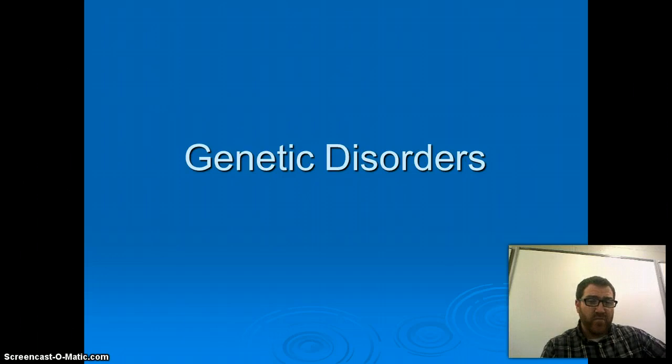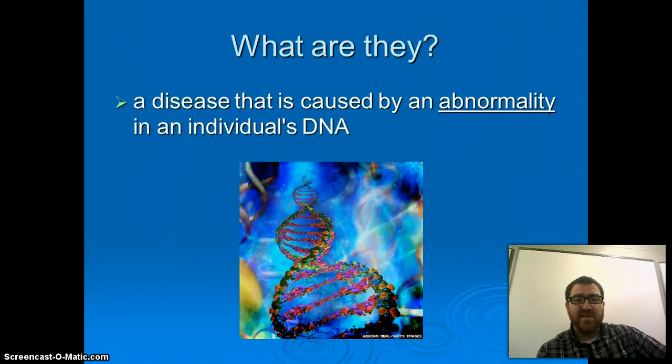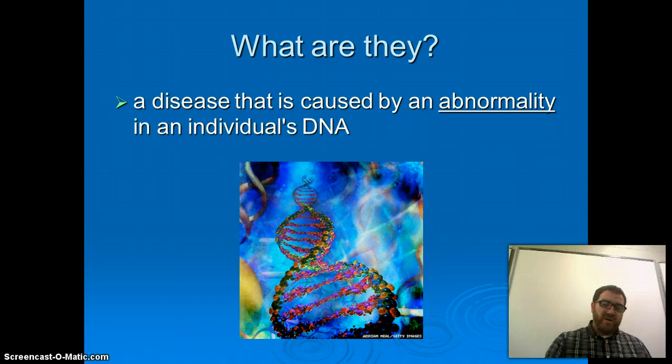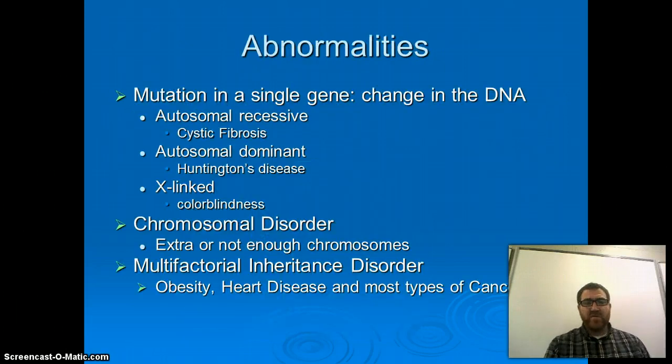For those of you that haven't read in your book yet, these disorders are diseases that are generally caused by an abnormality in an individual's DNA. Now, those abnormalities can occur in several different ways. First of all, you could have a recessive condition or a dominant condition that exists in any one of your chromosomes that is not the sex chromosome. Those would be your autosomal, or your autosomes, as they're scientifically referred to.